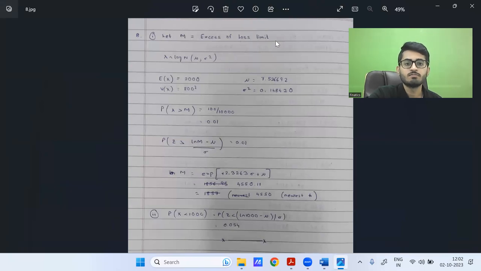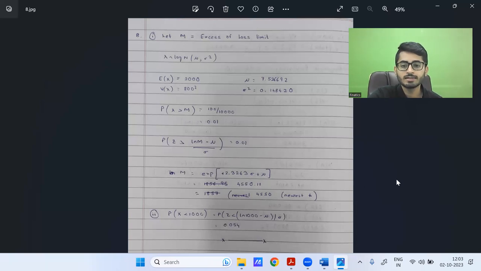Let M be the excess of the assignment. X follows a lognormal distribution with mu, sigma squared. Expectation of X and variance of X are given. These are the mu and sigma squared I have calculated. Please let me know in case these are incorrect calculations, and I'll check again and put in a rectification if needed. We need probability X greater than M to be 0.01. Initially I used minus 2.3263, so I was getting a lower value. Then I checked, it's a greater than probability, not less than. So it's coming out to be 4550.